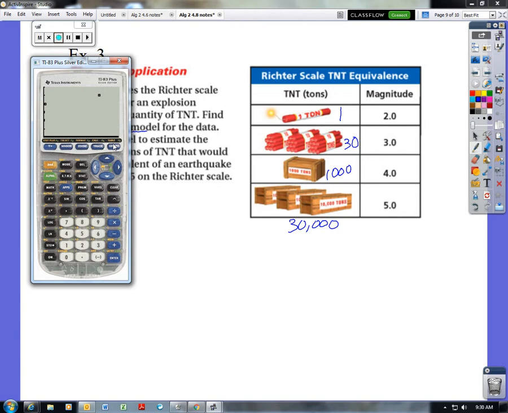I think the reason might be, oh, see how because 30,000 is so big compared to 1 and 30, that 1 and 30 are both really close to the x or the y-axis here. So there's actually 1, 2, 3, 4 points.